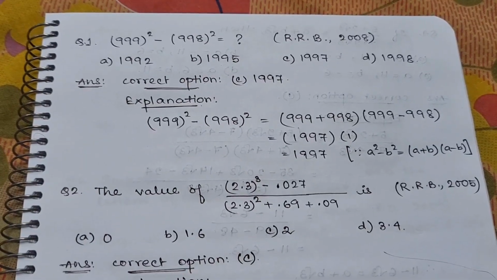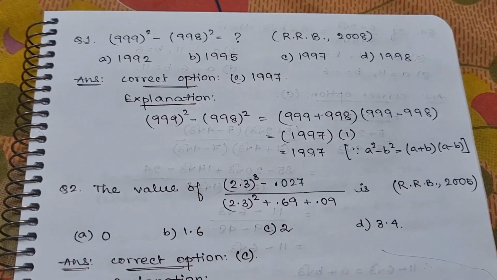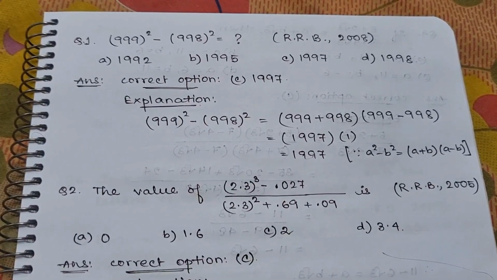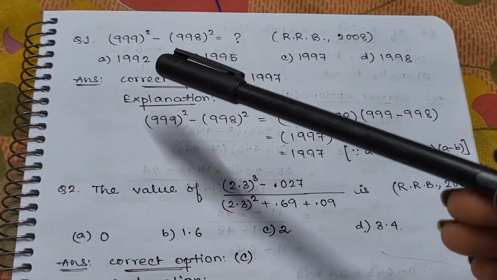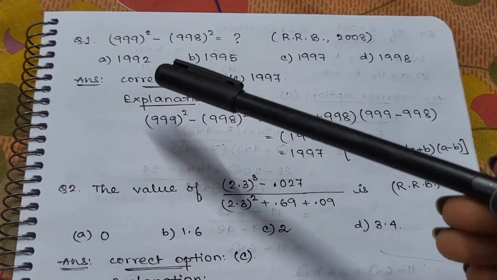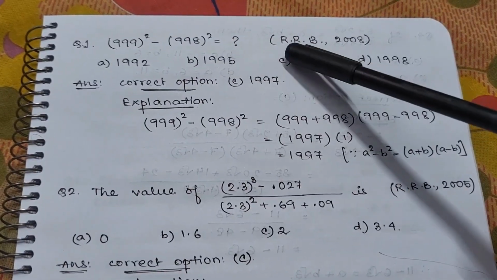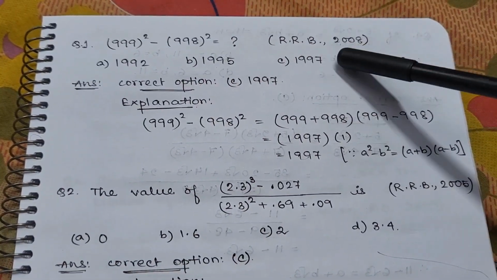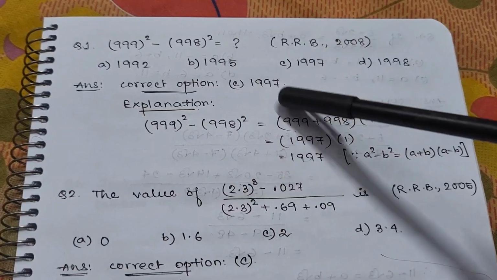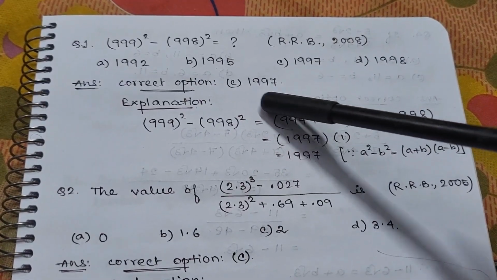Hello everyone. Let's crack 10 MCQs in less than 10 minutes for competitive exams. So question 1. It says that 999 square minus 998 square is equal to question mark. It is an RRB question of 2008. It is seen that the correct option is 1997.